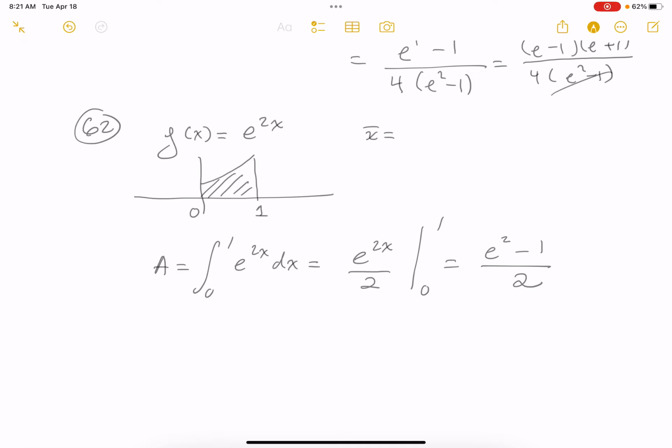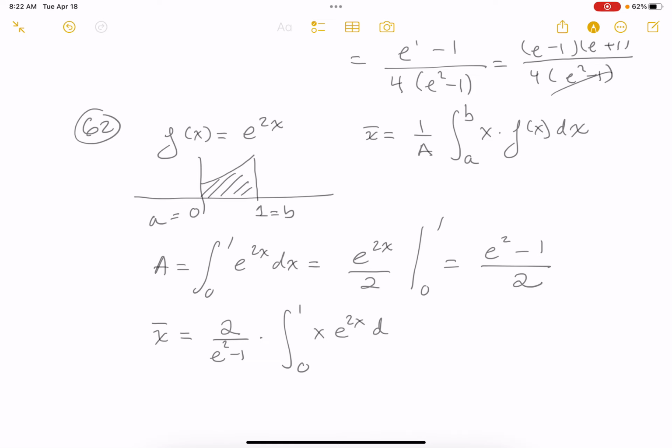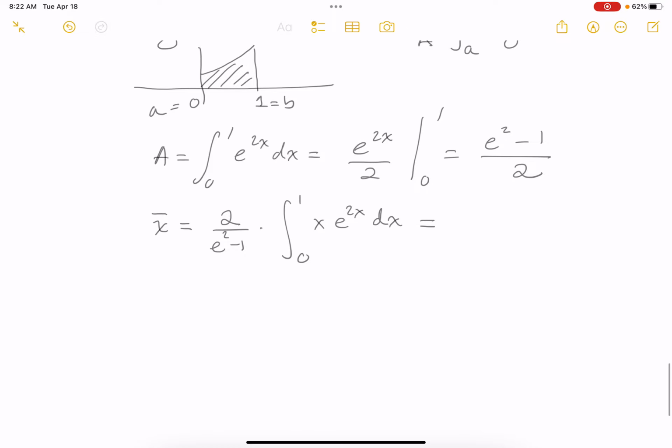I'm going to write x bar down. And x bar is going to be, well, 1 over A is the reciprocal of A, so it's going to be 2 over e squared minus 1. And then I put the limits of integration, that goes from 0 to 1. And then you're going to get x times e to the 2x dx. Now looking at that, it's a more challenging integration for me. I'm going to say integration by parts. And I'm going to put that down for you. Oh boy, that's going to be tough.